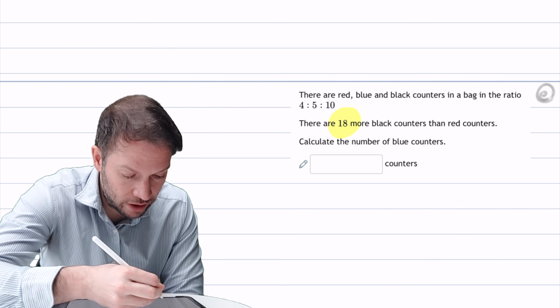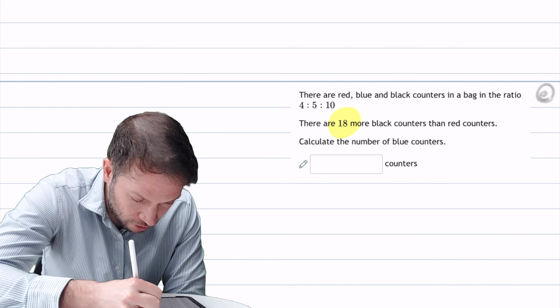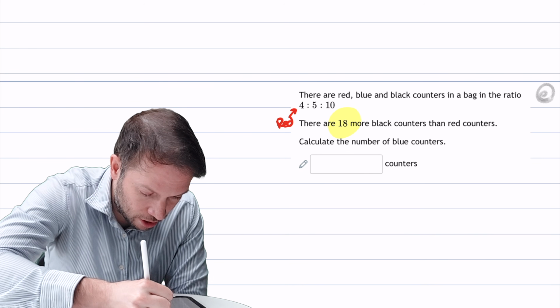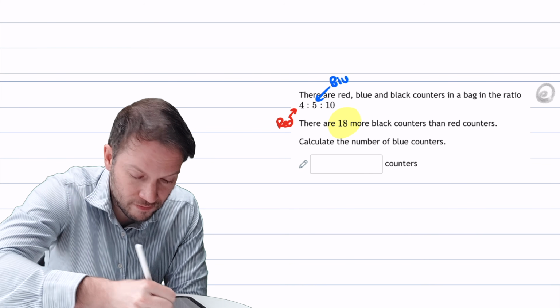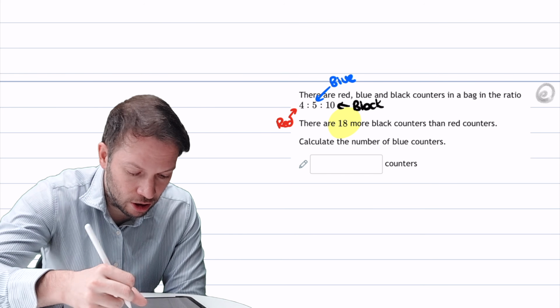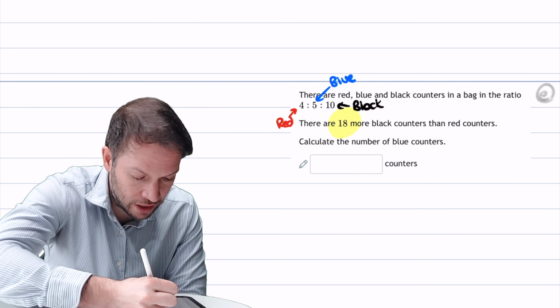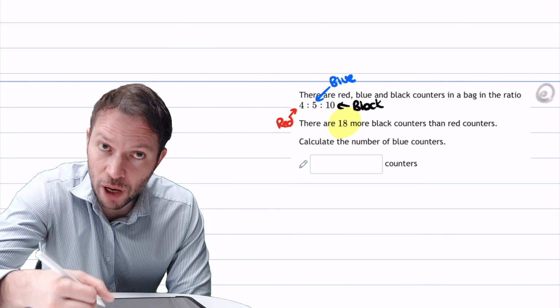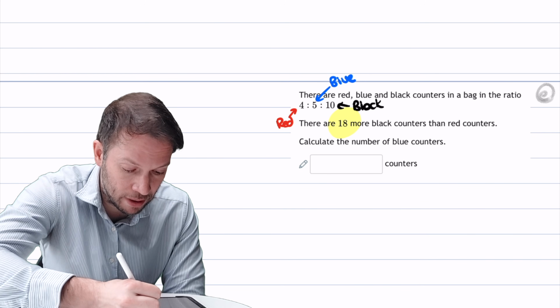Now, if we look at what each of the parts in the ratio are, we've got 4 parts red, we've got 5 parts blue, and we've got 10 parts black. And we were told the difference between the number of black counters and red counters. So let's look at the difference in the number of parts between red counters and black counters.